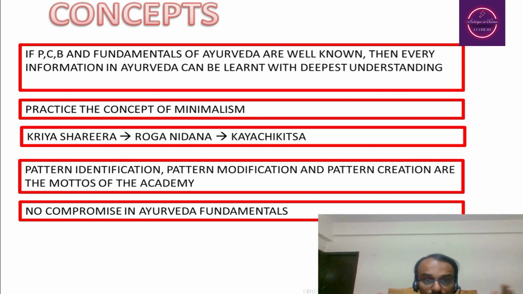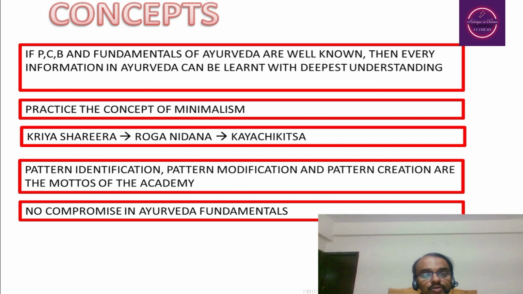So that means we are going to have much information gathered on that particular small topic from the point of anatomy, from the point of physiology, from the point of biochemistry, from the point of Rachana Sharira, from the point of Kriya Sharira, from the point of Roganidana, from the point of Dravya Guna, etc. We are going to learn this concept on one particular small topic. So the practice of minimalism helps a lot there.